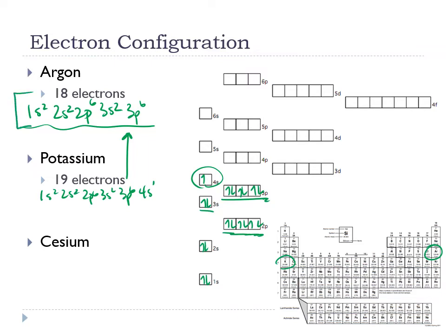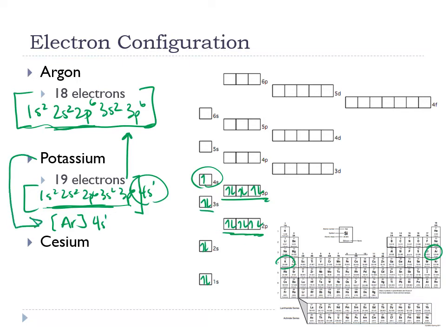But you can take the noble gas that comes in the periodic table before an element, find its match, and then you can write, instead of all of this, you can say all of this is the same as argon. So you can put argon like this in those brackets, and then just what's extra, 4s1. So potassium can also be written as argon and 4s1.